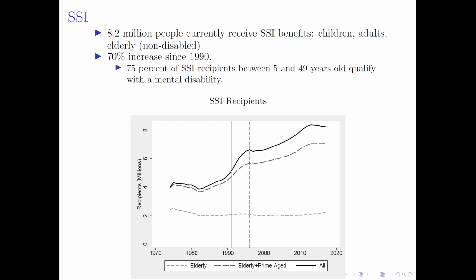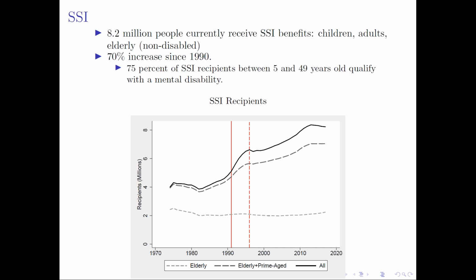So we're talking about program interaction. The other program we're really interested in here is SSI, Supplemental Security Income. This is another big program in the U.S. There's about 8 million recipients among 3 groups that it serves. It serves children with disabilities, adults with disabilities, and then the elderly or aged population. And this is just any low-income elderly household.